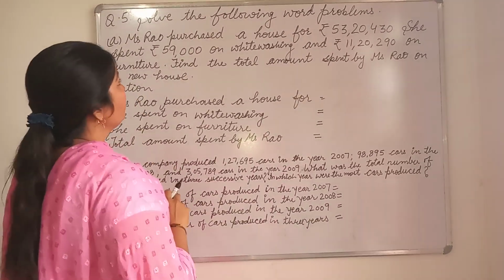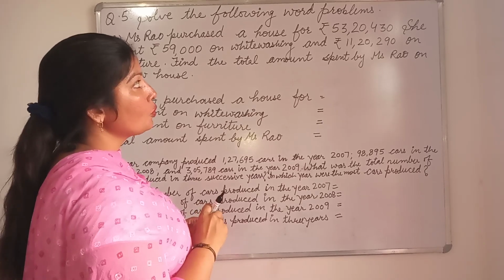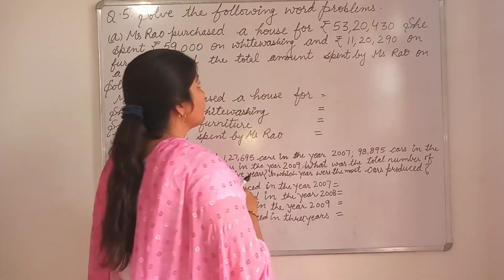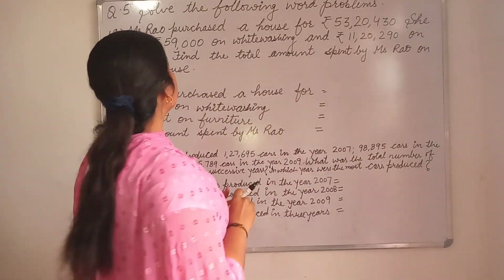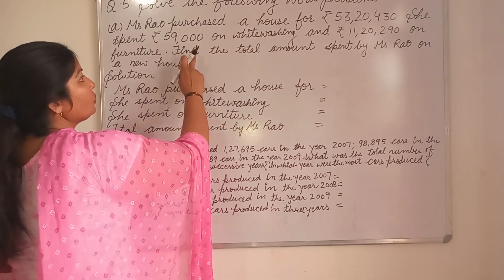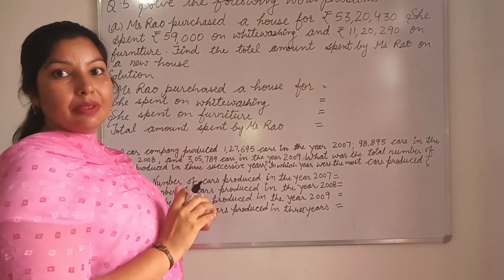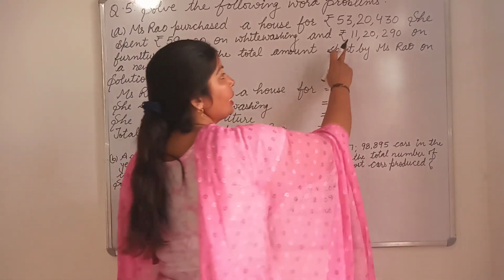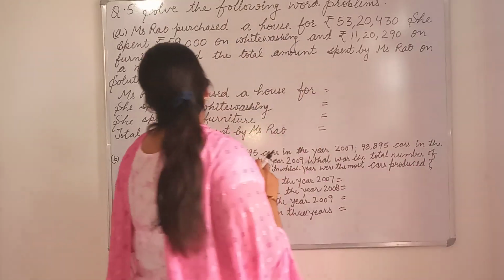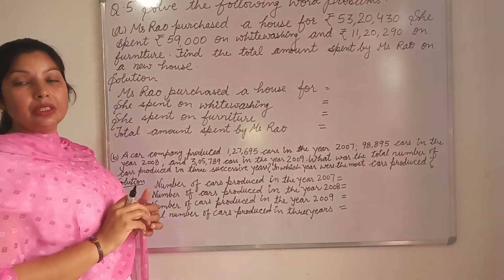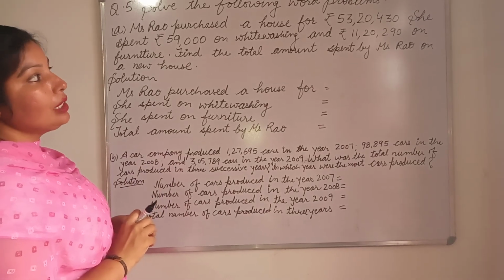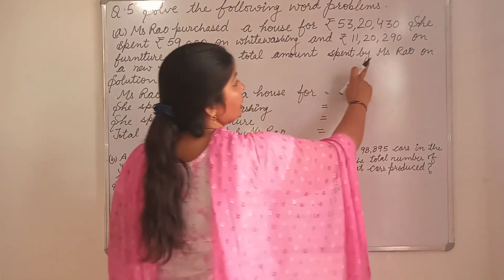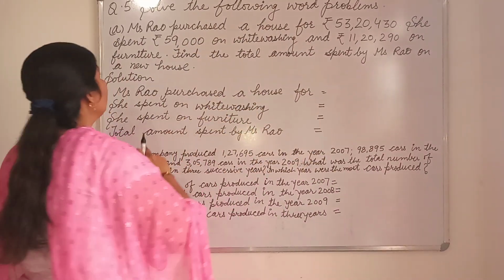Miss Rao purchased a house for rupees 53,20,430. Okay, she purchased a house. Then she spent 59,000 on its whitewashing. And rupees 11,20,290 on furniture. She bought furniture, and for furniture she spent 11,20,290. So find the total amount spent by Miss Rao on the new house.